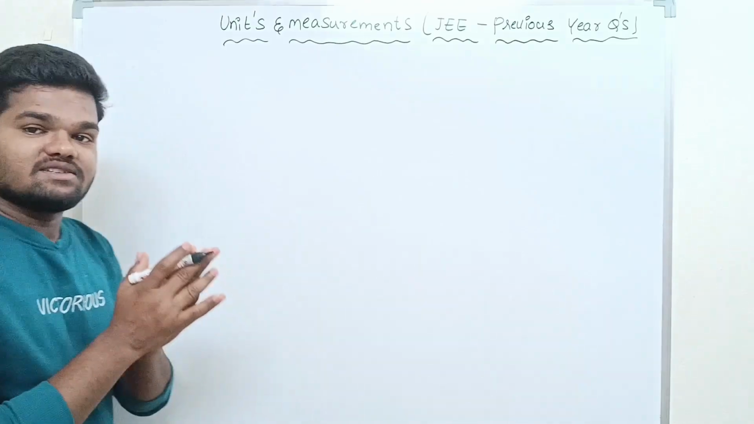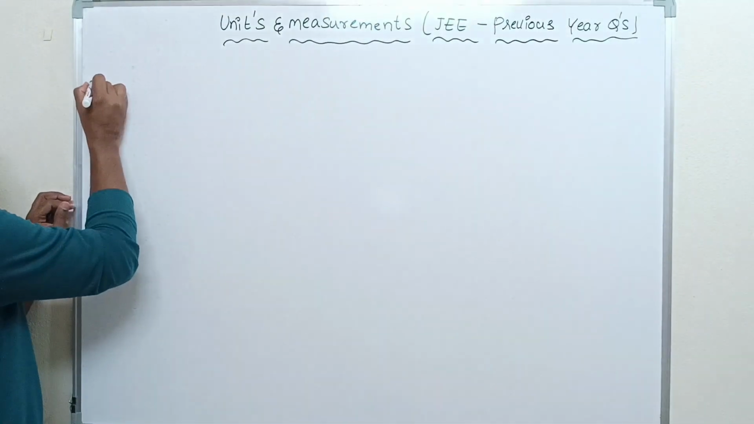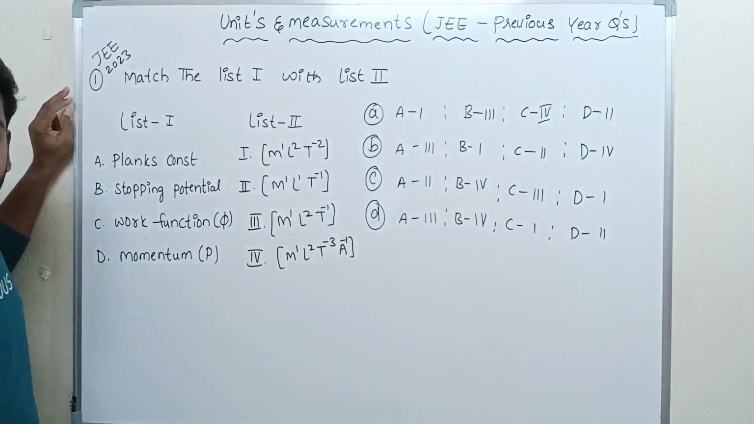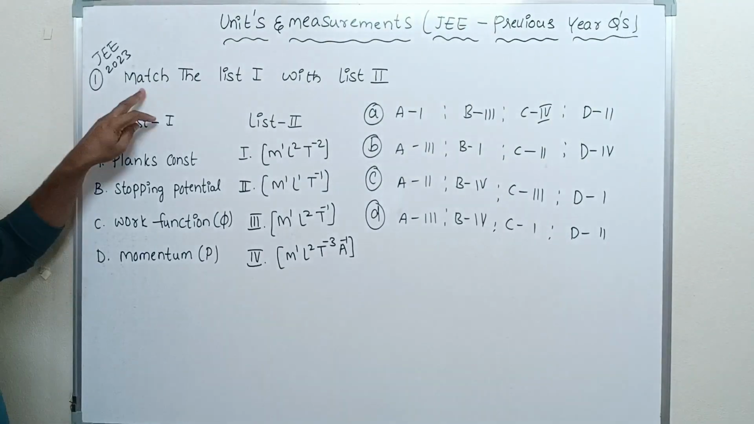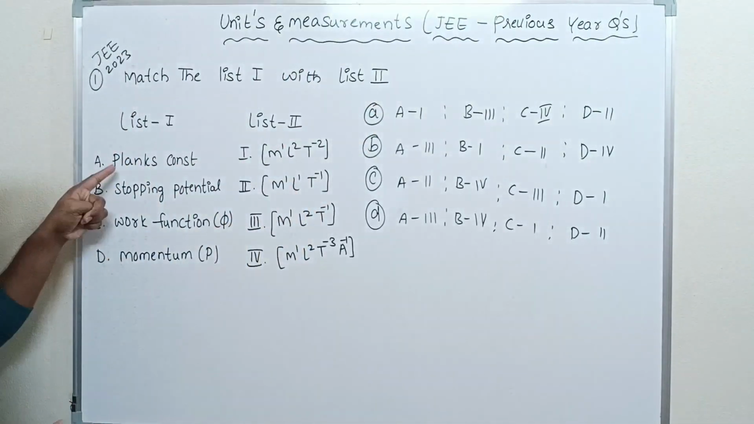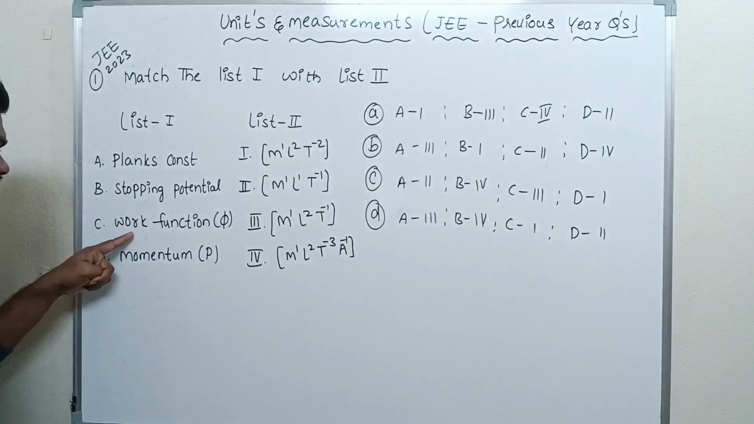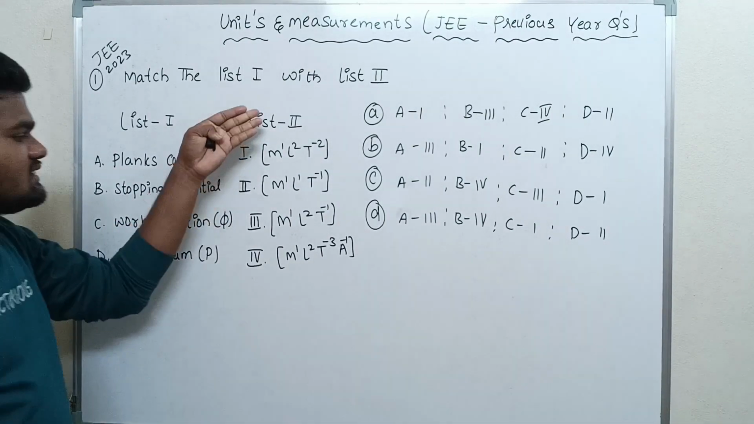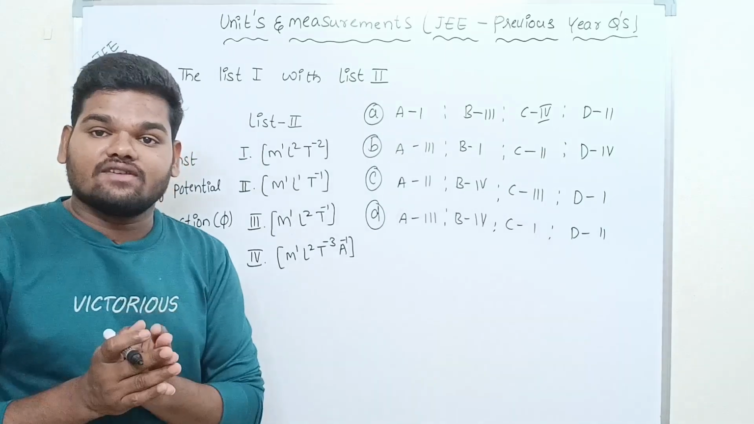Okay, right, so the first question of this session is a JEE Mains 2023 question. What they have given: match List 1 with List 2. List 1 has Planck's constant, stopping potential, work function and momentum. On the other side, their dimensional formulas are given.